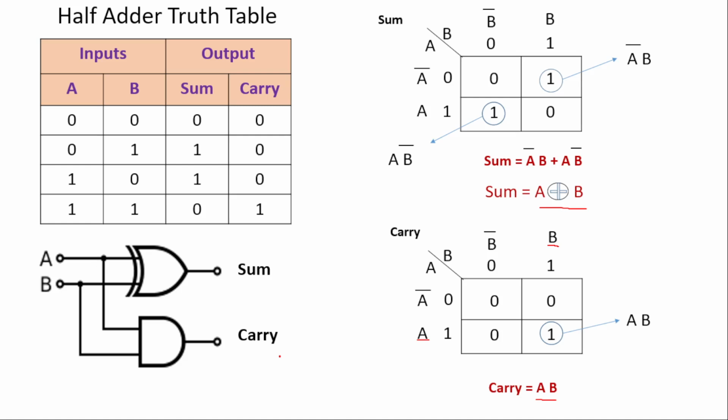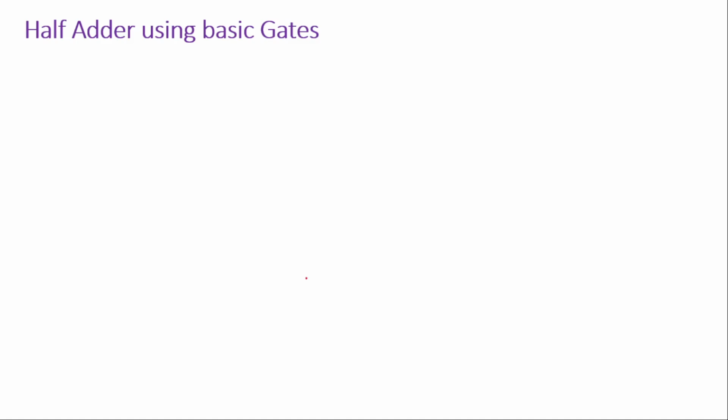Now one more thing I would like to tell you. Suppose you are being asked to realize or construct the circuit diagram for half adder circuit, but use only basic gates. Basic gates are the gates which are AND gate, OR gate and XOR gate. In such case, the XOR gate which was forming the sum will not be allowed. So what do we have to do?